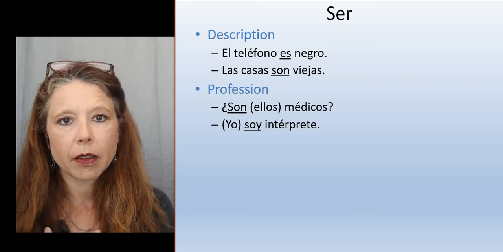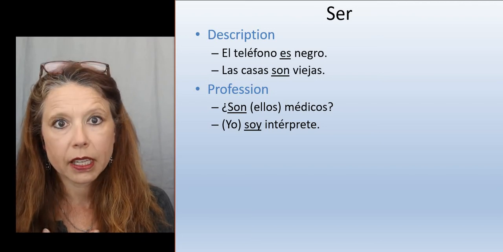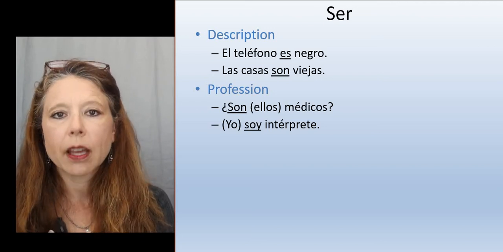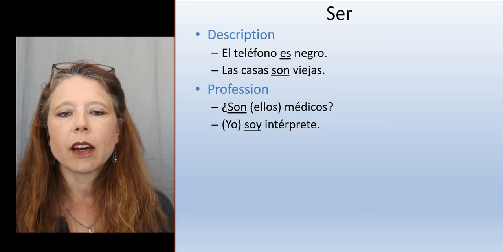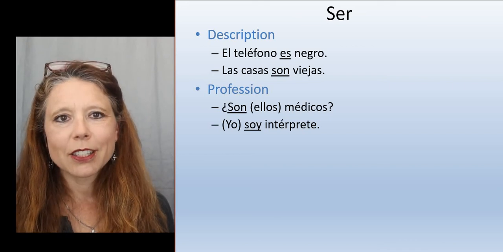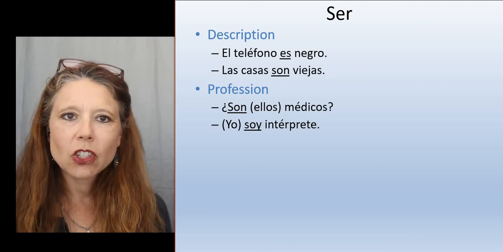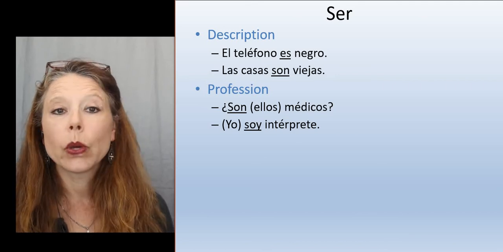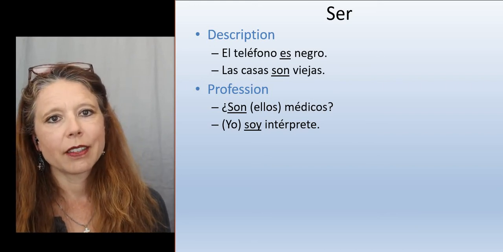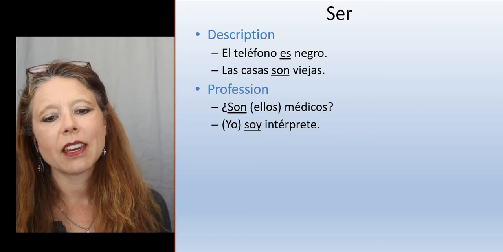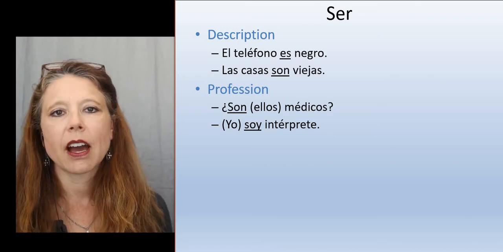Yo soy intérprete. Or just soy intérprete. I am an interpreter. Now, you don't see a word in that sentence for "an." I'm an interpreter. In Spanish, when we're talking about profession, we can leave that indefinite article out. That's what we call the "an" or the "a." We don't have to say soy un intérprete. We can just say soy intérprete. I'm an interpreter.